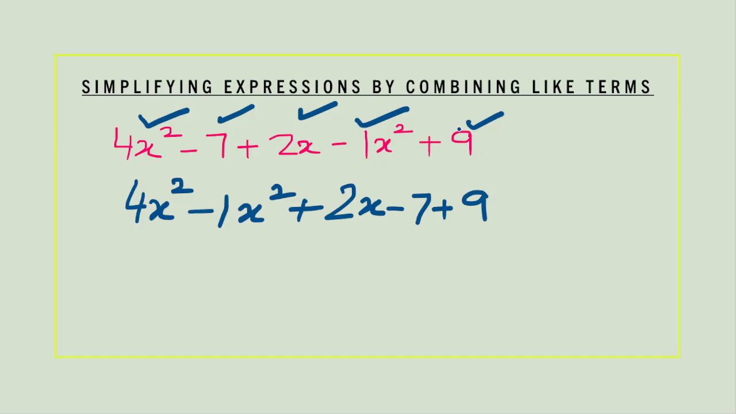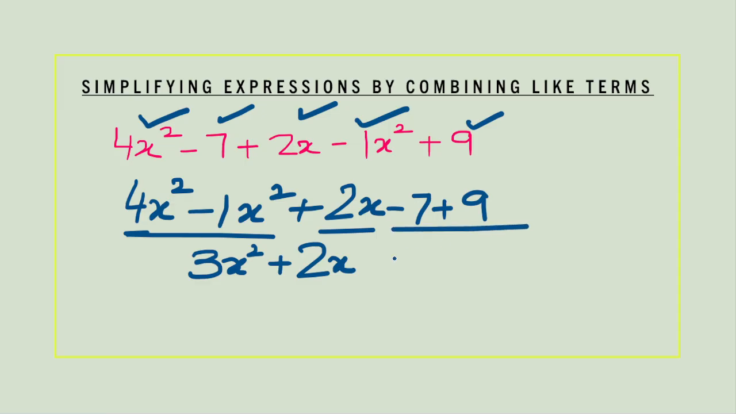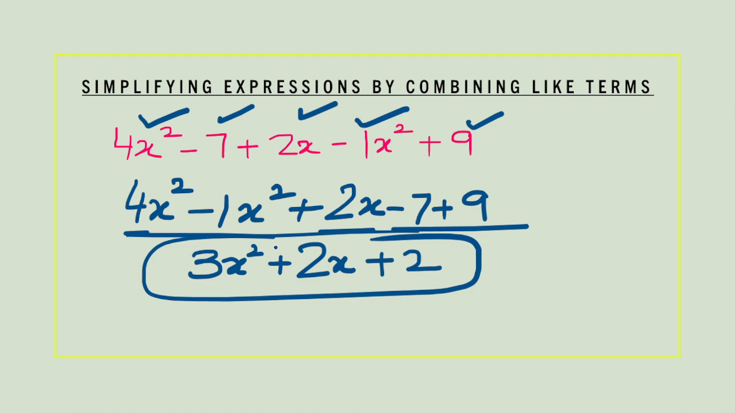Why do I put these check marks on the top? To make sure that I have taken care of all the terms. Do not forget any term, because the moment you forget a term, the answer will be wrong. Now I have written the like terms together. Let's work on them. Plus 4 minus 1 is 3x square, plus 2x, minus 7 plus 9 is plus 2. So that's your answer here: 3x square plus 2x plus 2.